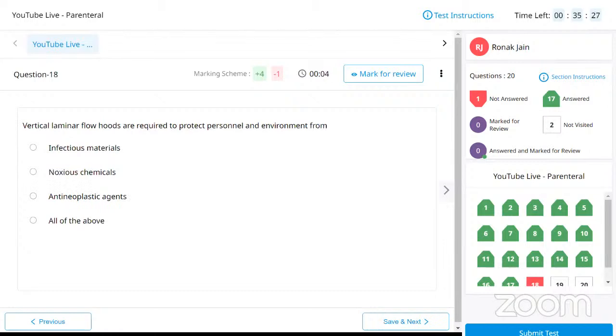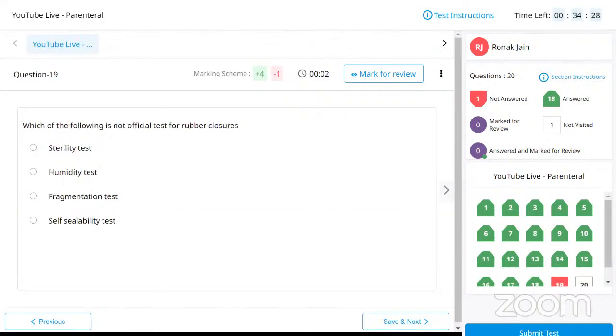Moving on to the question 18th. Vertical laminar flow hoods are required to protect personnel and environment from. We have four options. We all know what vertical laminar flow is. It's a kind of box or a chamber where the air moves in a specific direction. So vertical laminar airflow means the air is moving vertically in only one direction. So why is it used, and what is it used for protecting? Infectious materials, noxious chemicals, anti-neoplastic agents, or all of the above. So answer is all of the above, because the formulation or whatever work we are doing should be free from each and every toxic material or any kind of material that can make the formulation unstable. So it should be from all of the above.